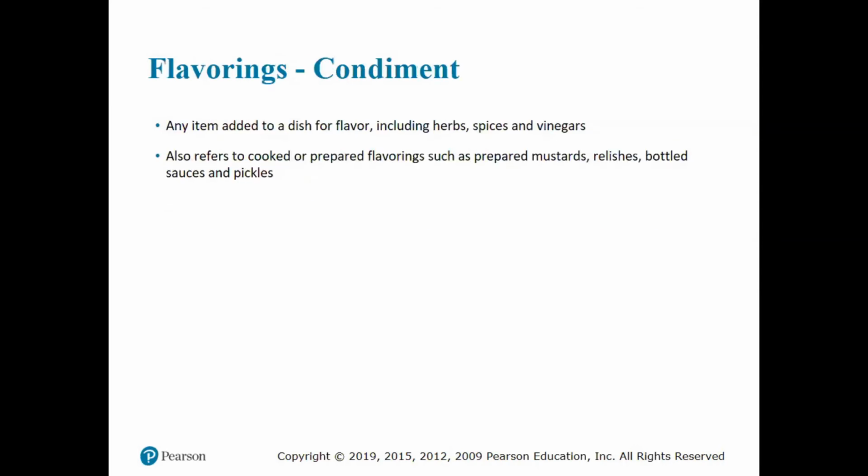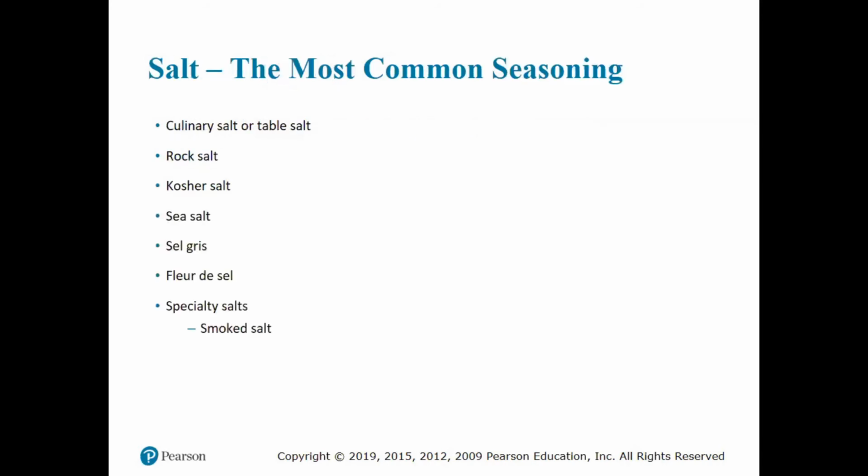Condiment. The term condiment actually is a very generic term. Technically it means any item that's added to a dish for flavor. So technically herbs, spices, and vinegars are all considered condiments. However, when we think the word condiment, we think of those prepared sauces and dishes that we serve with stuff. So mustard, relish, ketchup, pickles, things along those lines. That's what we think of when we think of condiments, and that's one definition. But technically, anything that we add to a dish for flavor is considered a condiment.